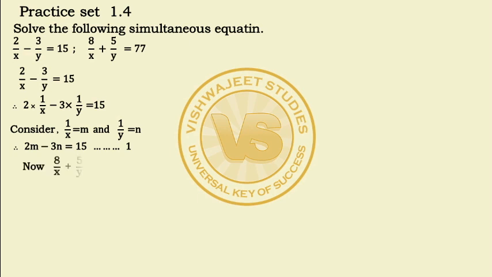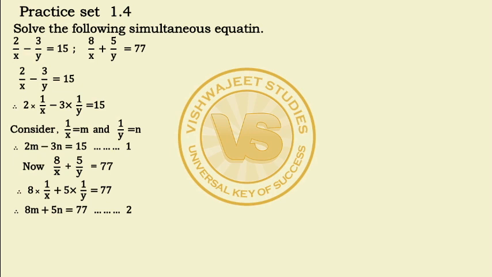Now take the other equation, 8 upon x plus 5 upon y is equal to 77. Here also 8 upon x we can write in the form of 8 into 1 upon x plus 5 into 1 upon y is equal to 77. As we considered 1 upon x as m and 1 upon y as n, we can write here and get the equation as 8m plus 5n is equal to 77. Give the number to it.